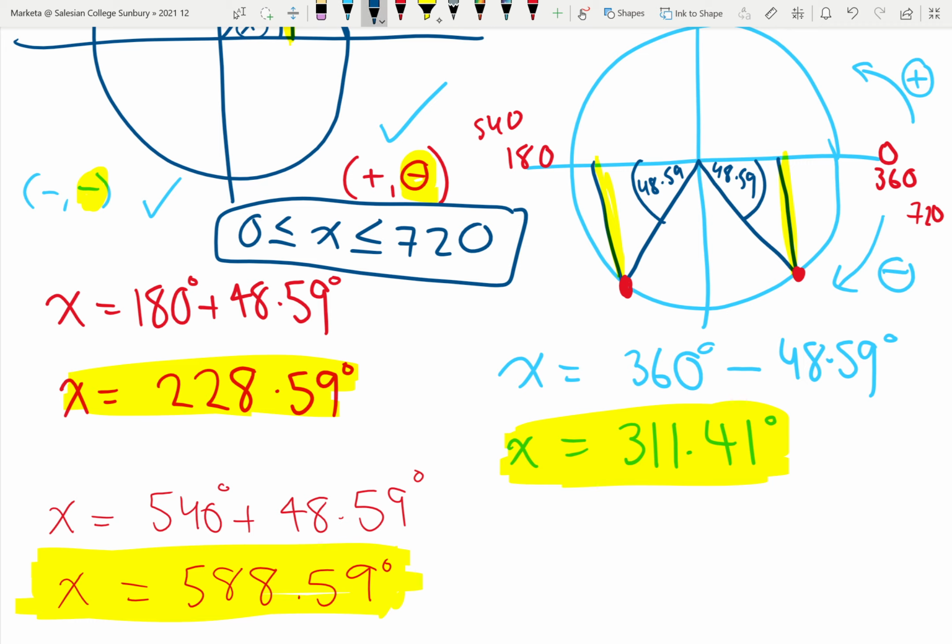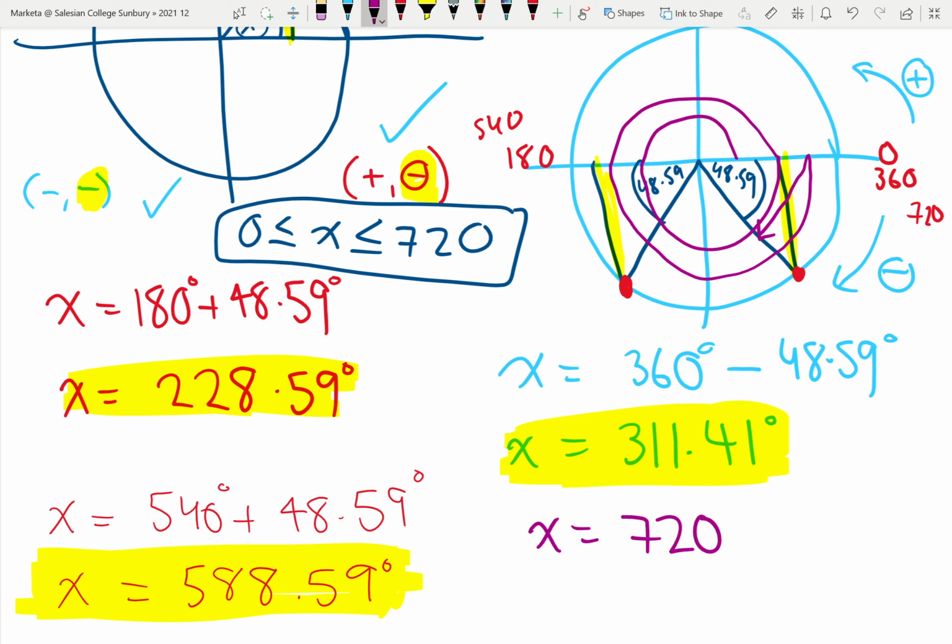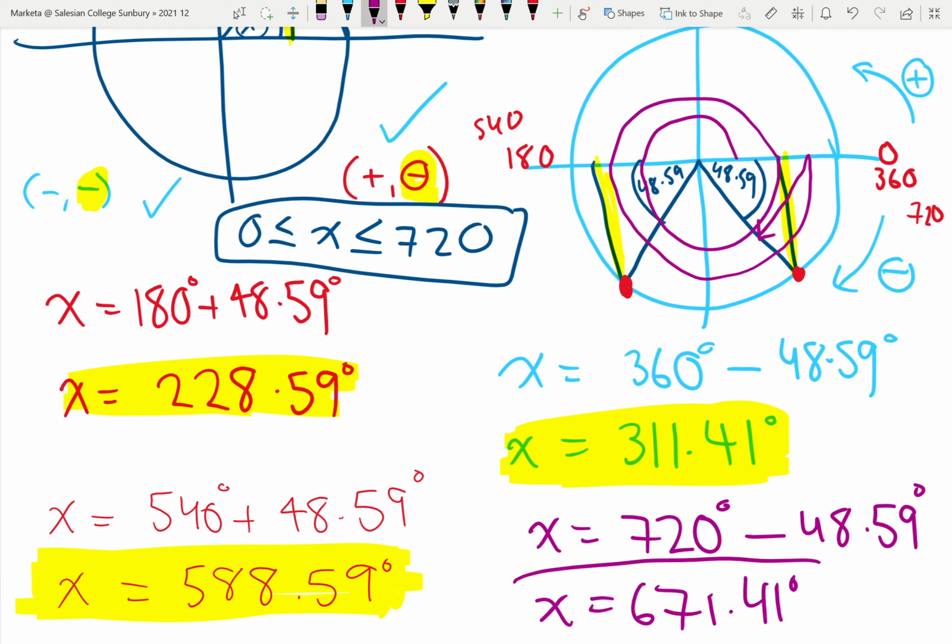I might just choose a different colour. Okay, so if we start at 0, 180, 360, 540, I'm going to go all the way to 720, so plus 720 minus 48.59. So x equals positive 720, and then I go in the negative direction by 48.59. 720 minus 48.59, x equals 671.41 degrees. So that also is within the domain. So I'm going to highlight that as well.